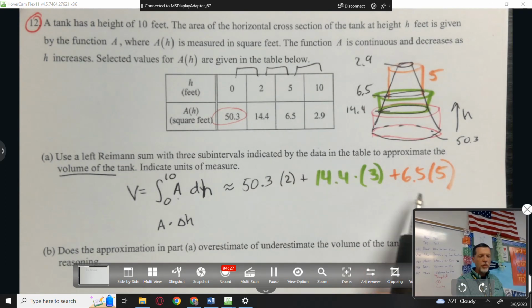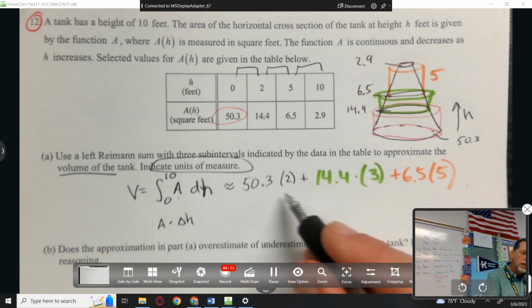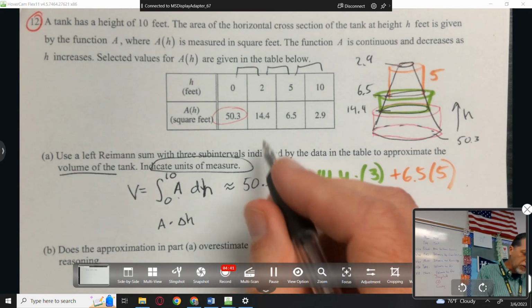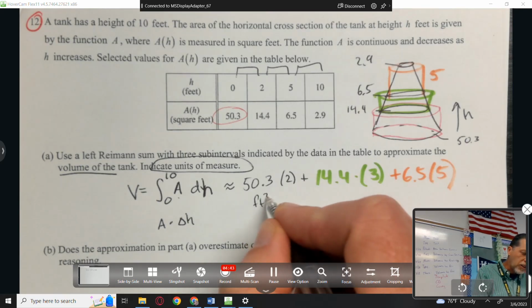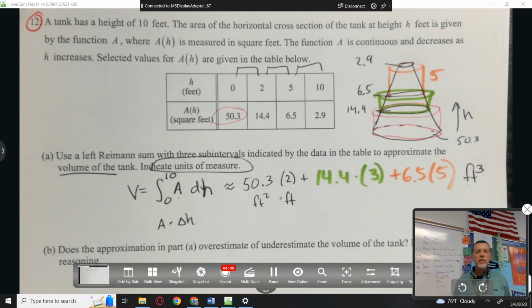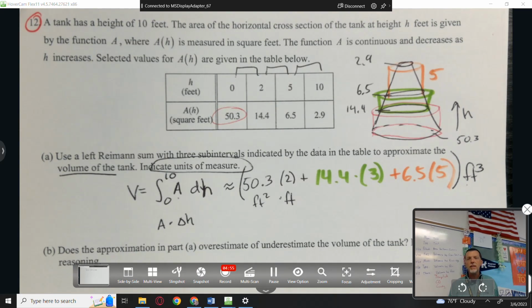Indicate units of measure. So I still don't need to simplify that down, but I need units. You're right. Feet cubed, because it's volume, so it's got to be cubed. But if you want to sort of figure that out, the area is feet squared and the height is feet. So feet squared times feet is feet cubed. I don't know that you really need parentheses around all of that. I mean, it's pretty clear that feet cubed goes to everything.